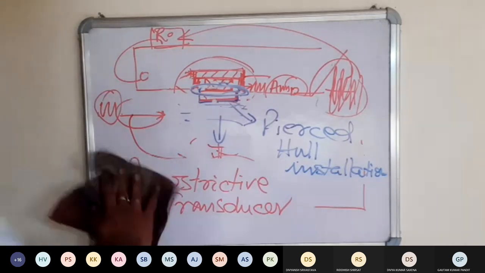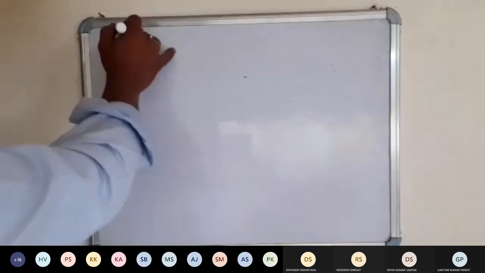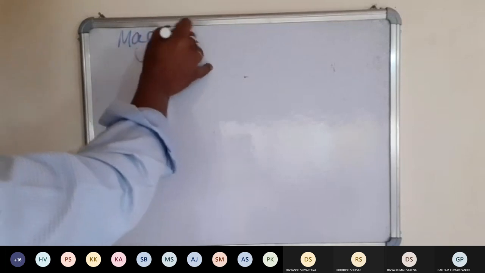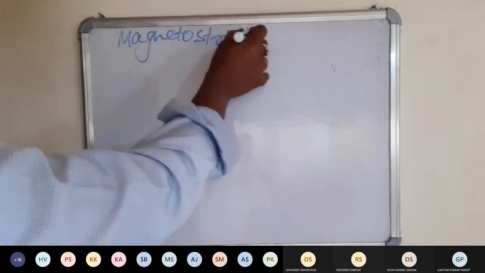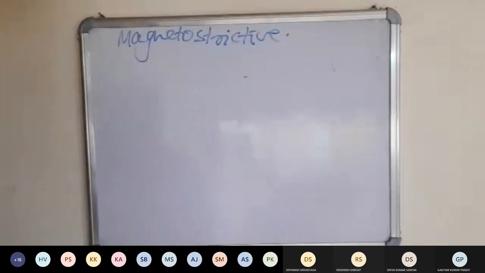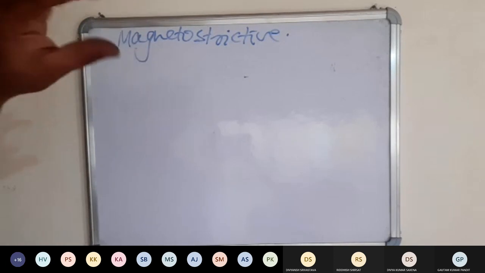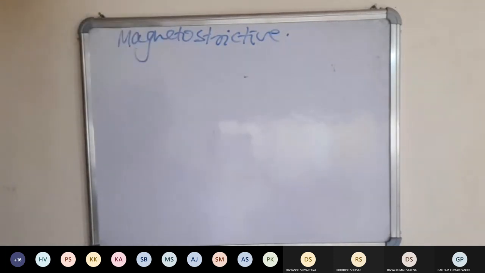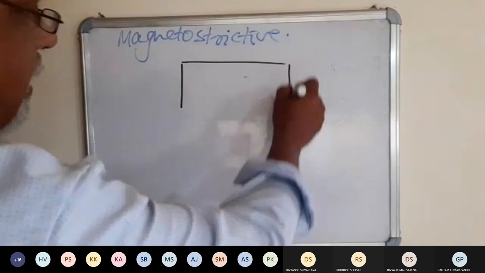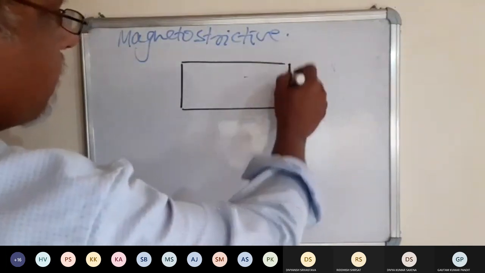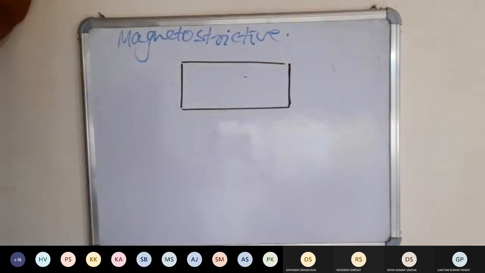So this is the electrostatic transducer. Next one is magnetostatic. Magnetostatic transducer. This utilizes magnetism. In what way? A simple kind of ferromagnetic material, let us say iron or nickel or cobalt. These are magnetic materials or ferromagnetic materials. That means they can be magnetized easily.